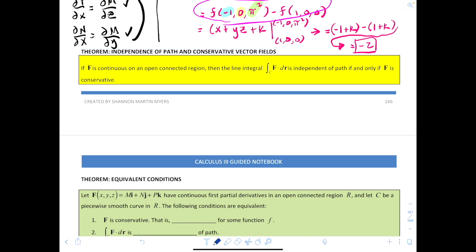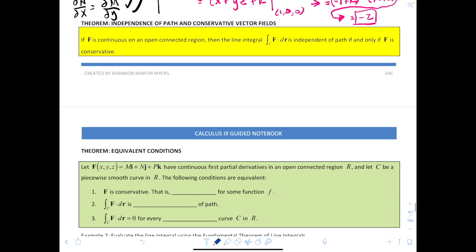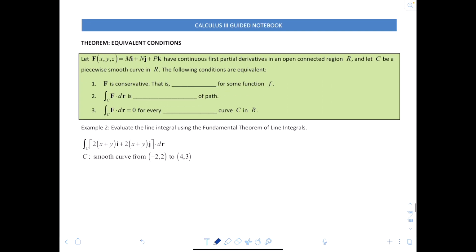All right, so independence of path and conservative vector fields. If f is continuous on an open connected region, then the line integral over the piecewise smooth curve C, f dot dr is independent of path if and only if f is conservative. So it goes the other way as well. If f is conservative, then the line integral is independent of path. Okay?